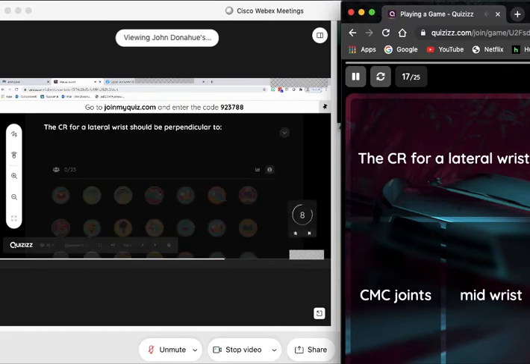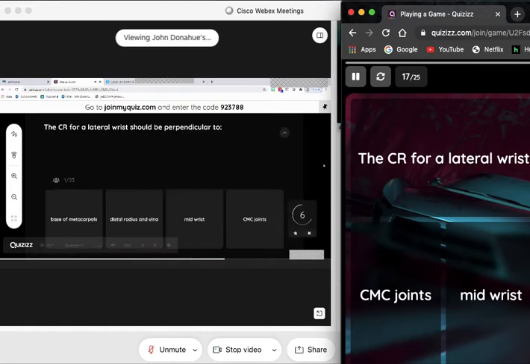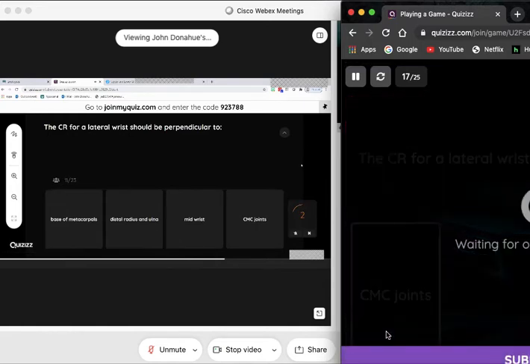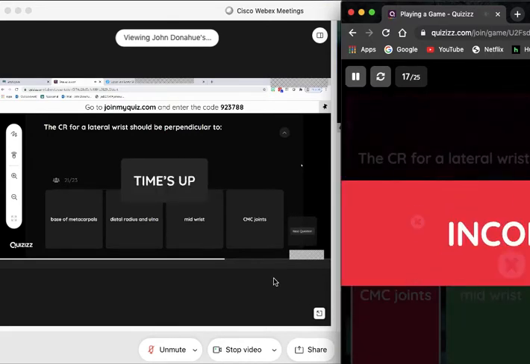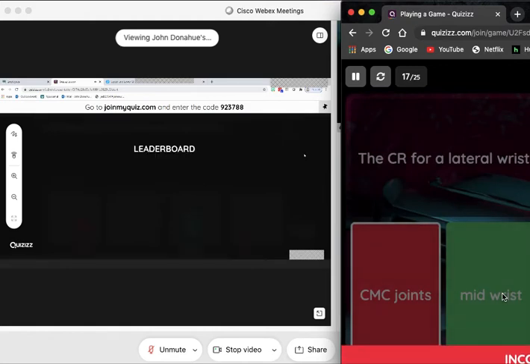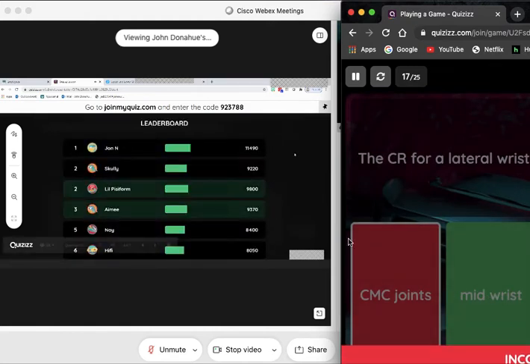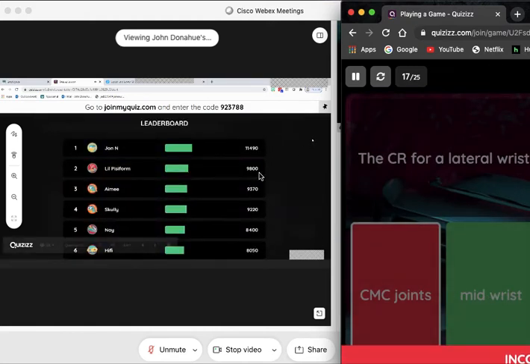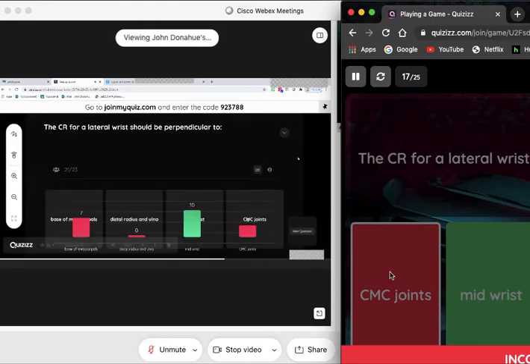The CR for a lateral wrist should be perpendicular to what? No, I lied. It's going to be the mid-wrist. Mid-wrist. It's actually in between the base of those metacarpals and the distal radius and ulna. In between that would be the carpal bones, or what we call the mid-wrist.